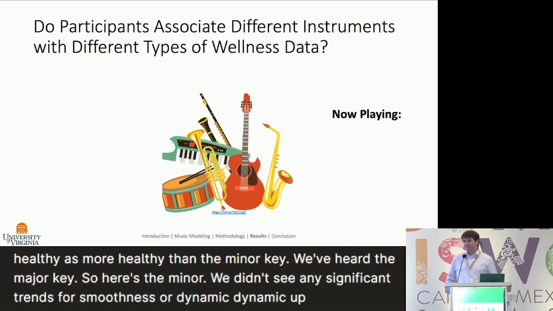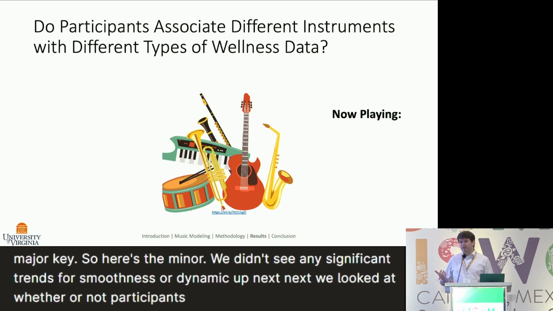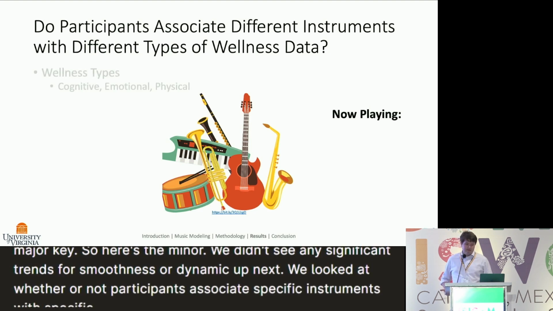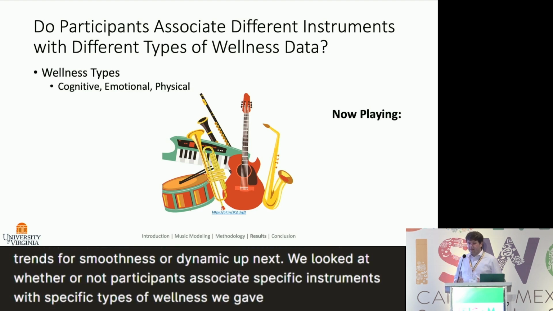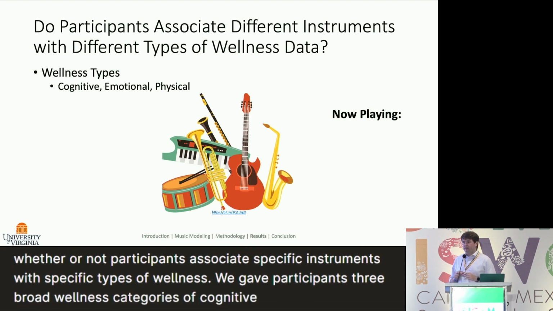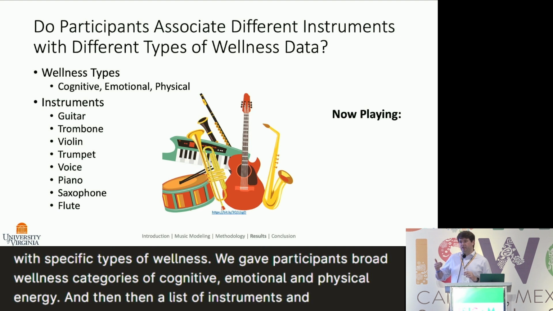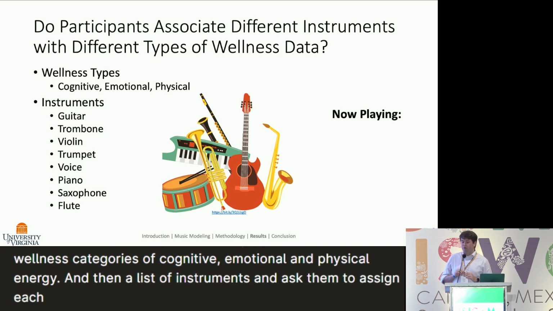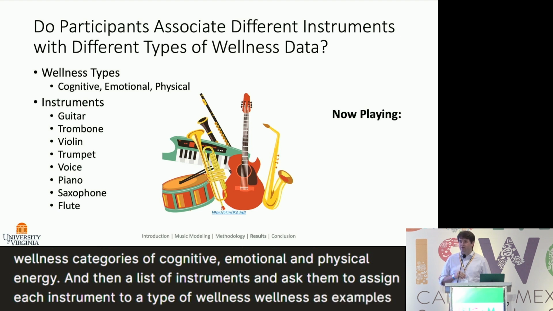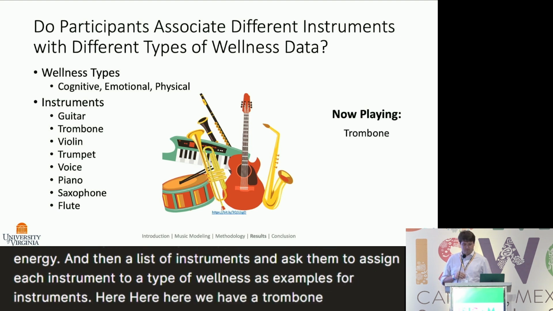Up next, we looked at whether or not participants associate specific instruments with specific types of wellness. We gave participants 3 broad wellness categories of cognitive, emotional, and physical energy, and then a list of instruments and asked them to assign each instrument to a type of wellness. As examples for instruments here we have a trombone, and then voice.